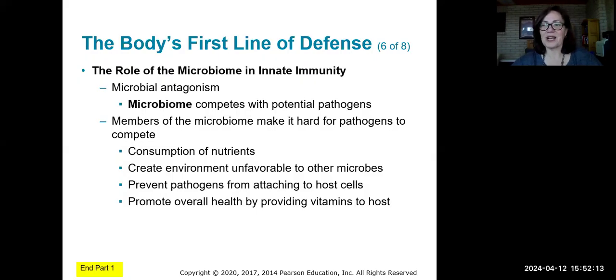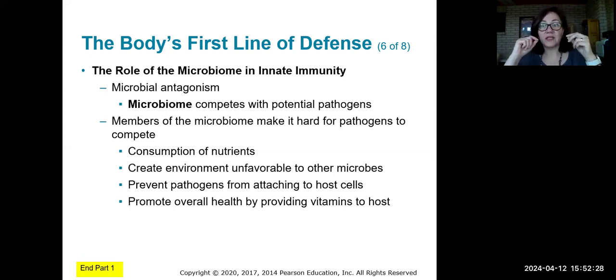Hey, welcome back. We're now in part 2 of chapter 15 on innate immunity. We had just finished up with the body's first line of defense, the skin and the mucous membranes. Now we're moving into the second line of defense.